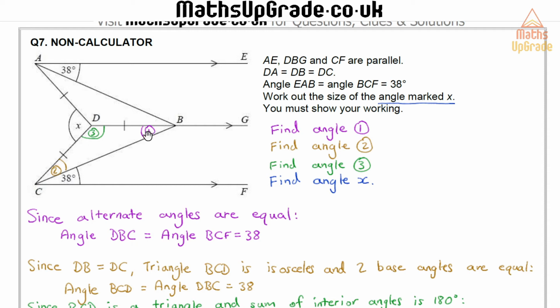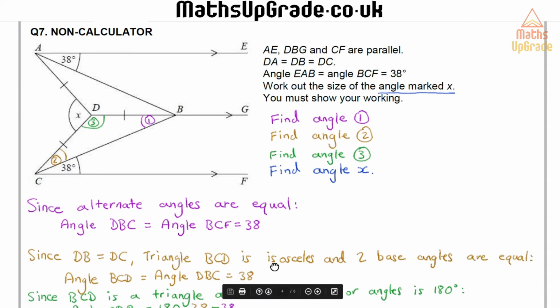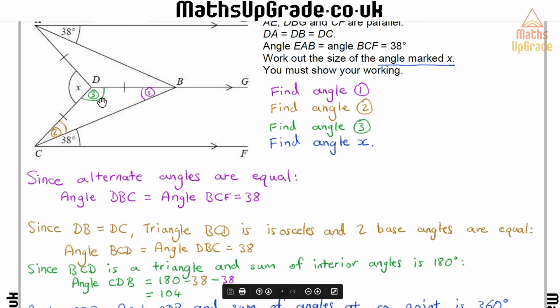Okay, because there are 2 base angles in that isosceles triangle, angle 2 must be 38 degrees. Lastly, to find angle 3, and then I'm going to find my final angle X. So angle 3, again, I've got a triangle here. I've just found the 2 angles. To find the third angle, I'm going to subtract those 2 angles from 180 degrees, and that will give me 104. So angle 3 is 104.